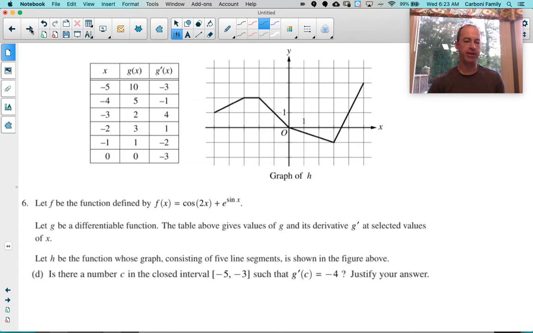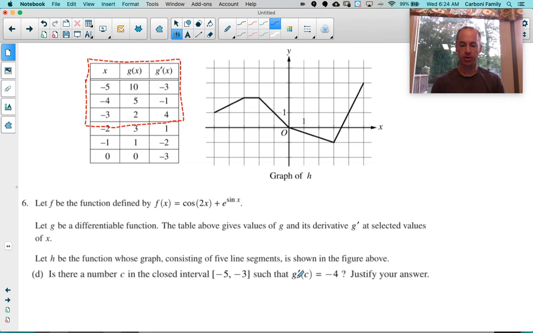Okay, then finally, part D. Is there a number C on the interval -5 to -3 such that g prime equals -4? There are 2 ways to try to do this one. We're focusing only on the function g this time. Because I have a column of values for g prime, I'm going to see, is there a time from -5 to -3 that g prime must cross -4 by the intermediate value theorem? In other words, does g go from one side of -4 to the other side? Unfortunately, we don't. We're all greater than -4. So the intermediate value theorem fails.